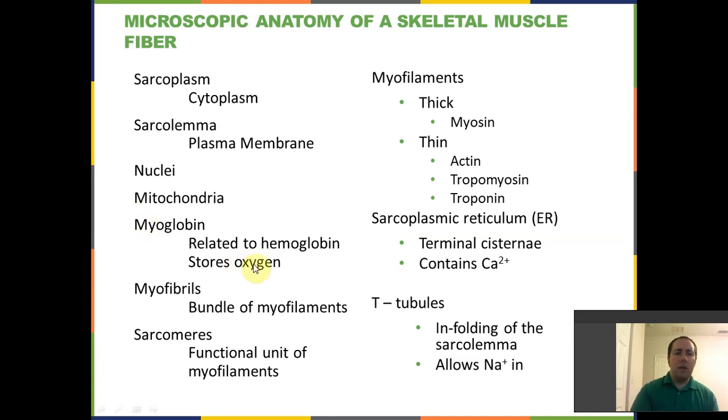There's also a protein in muscle cells called myoglobin. This is very closely related to hemoglobin. Remember, hemoglobin is the protein in our red blood cells that carries oxygen. Myoglobin is designed to store oxygen within muscle. Why do you think muscles have myoglobin to store oxygen, but other cells in our body do not?